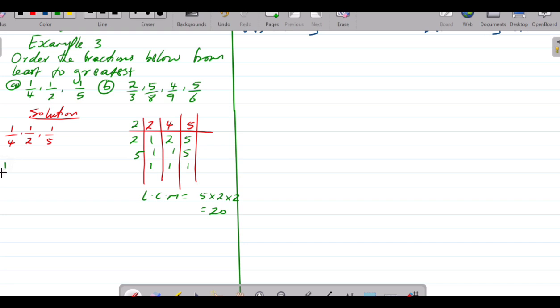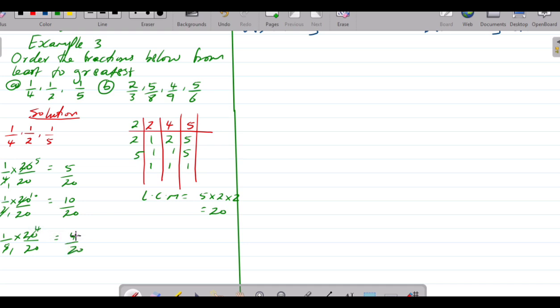So we have 1 over 4. We multiply the numerator by 20 and the denominator also by 20. So 4 here is 1. 4 in 20 is 5. So we're going to be having 5 over 20, followed by the next one, 1 over 2, multiplied by the LCM. 2 here 1, 2 here is 10. So we have 10 over 20. The third one, which is 1 over 5, multiply by the LCM. 5 here 1, 5 here is 4, so we have 4 over 20.